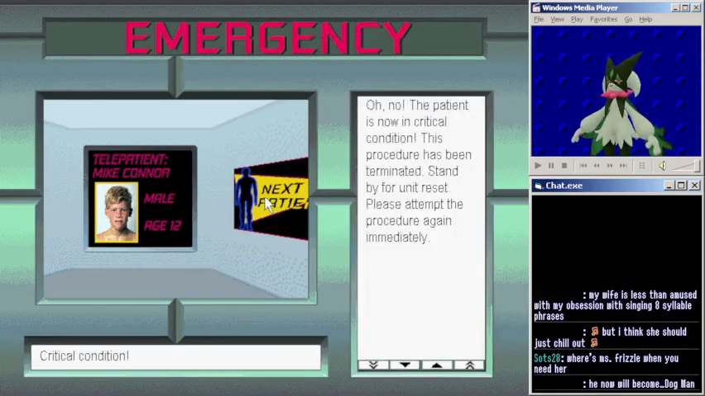Critical condition. The patient is now in critical condition. This procedure has been terminated. Stand by for unit reset. Please attempt the procedure again immediately.